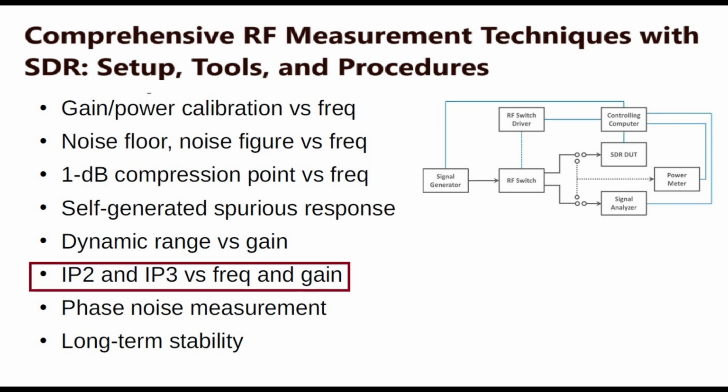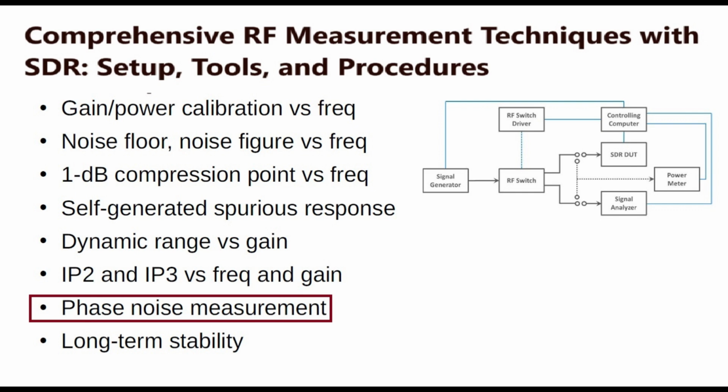Sixth one, IP2 and IP3 vs frequency and gain. Goal, measure second order and third order intercept points, IP2 and IP3, indicators of the DUT's linearity. Procedure, use two-tone signals from the signal generator. Monitor the output on the signal analyzer for intermodulation products. Adjust the input level and calculate IP2 and IP3 based on the power of the fundamental and intermodulation tones. Perform this test at various frequencies and gain settings.